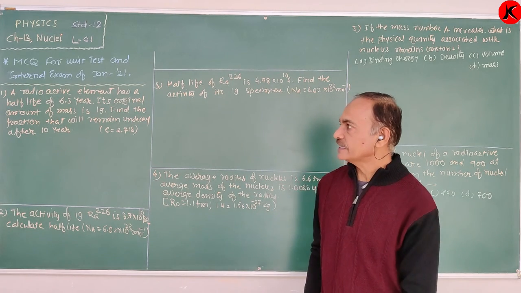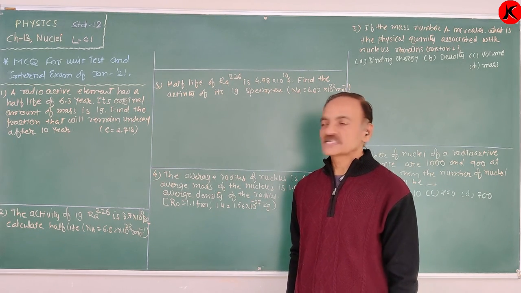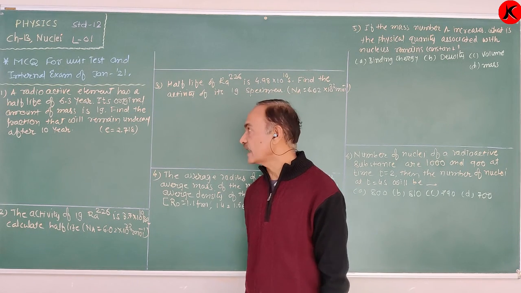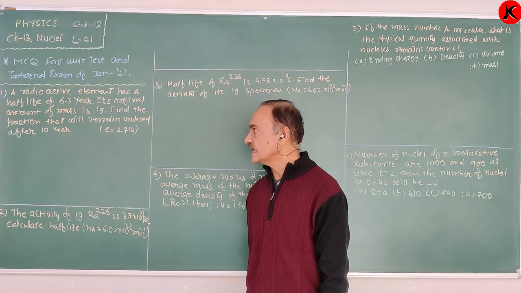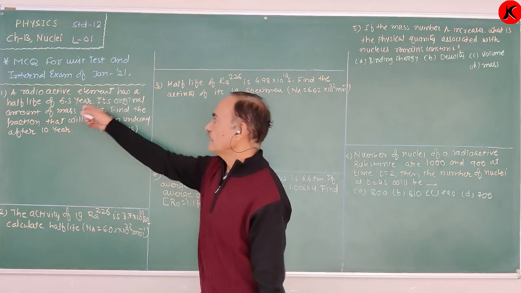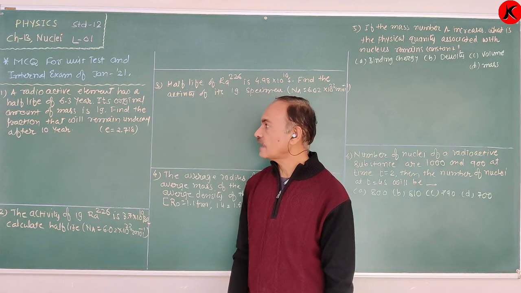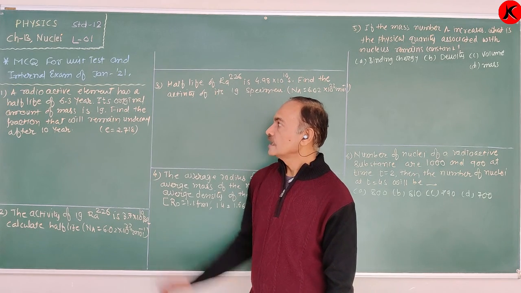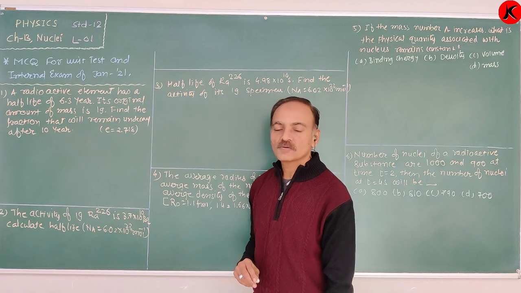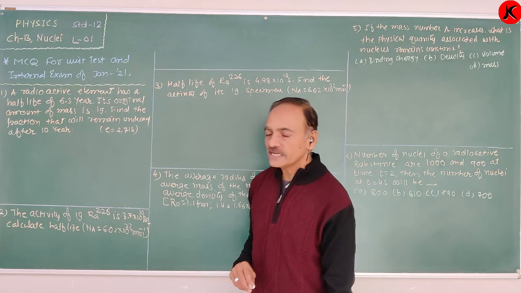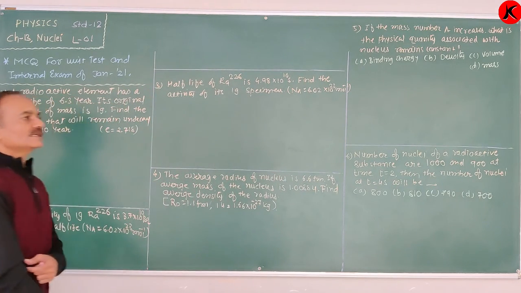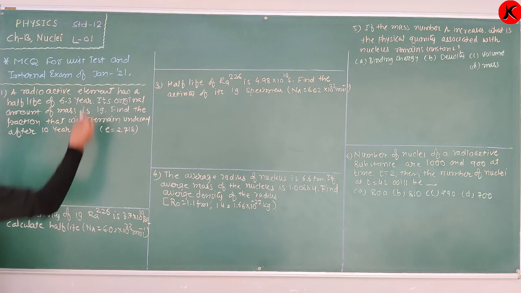A radioactive element has a half-life of 6.3 years. Its original amount of mass is 1 gram. Find the fraction that will remain on decay after the 10th year. Now here the half-life is given, tau half is 6.3 years. The initial mass of the given substance is 1 gram. So we have to find out the fraction that is remaining after the total time of 10 years.